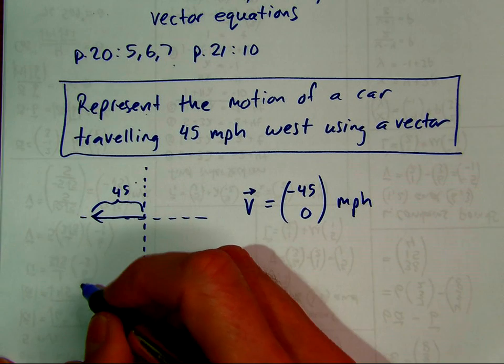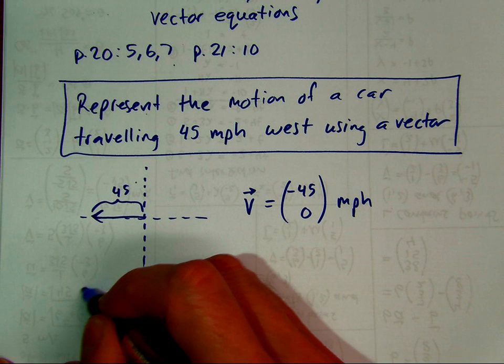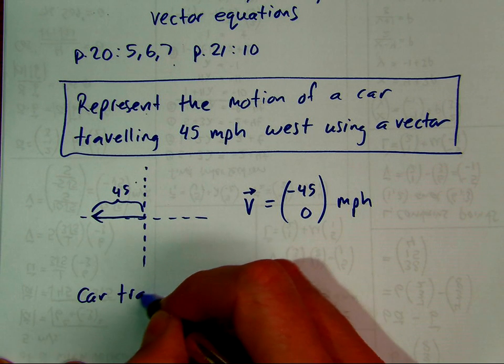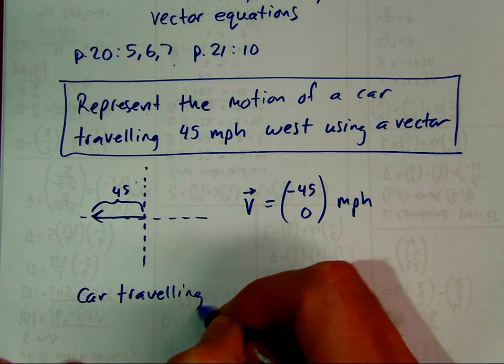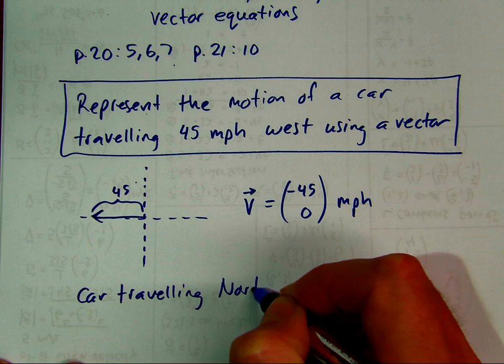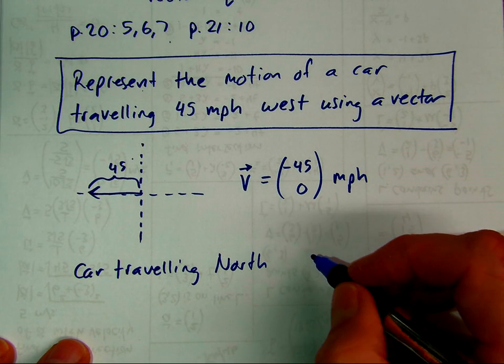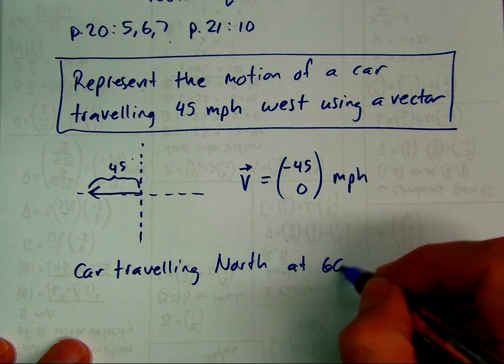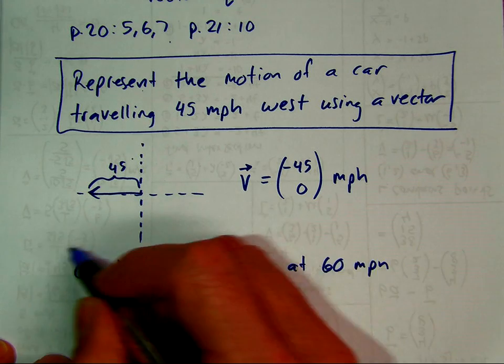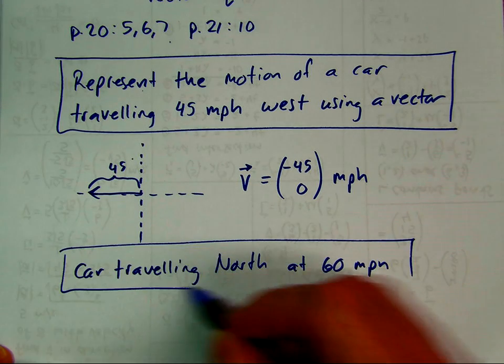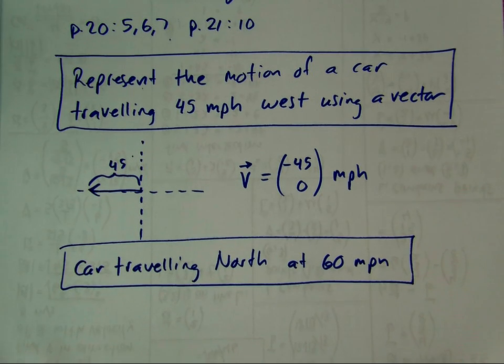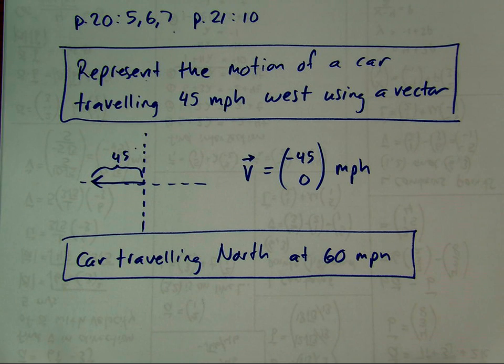All right, and do the same thing with a car traveling north at 60 miles per hour. All right, draw the graph and write the vector.